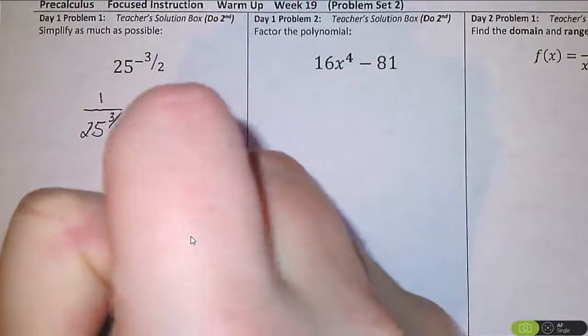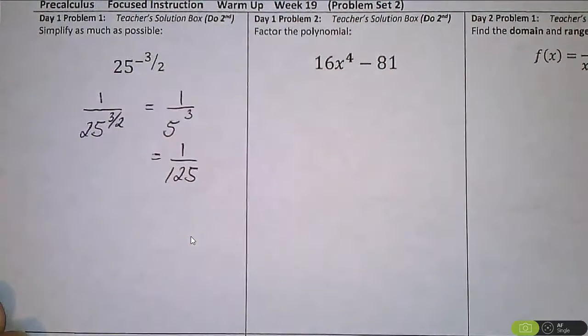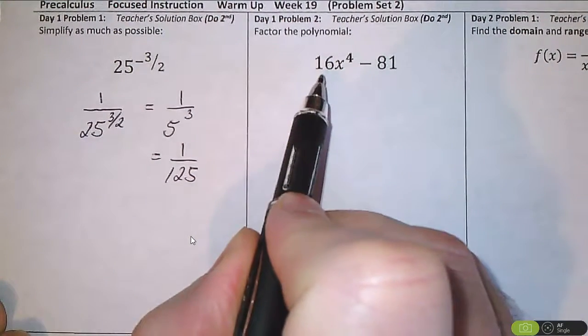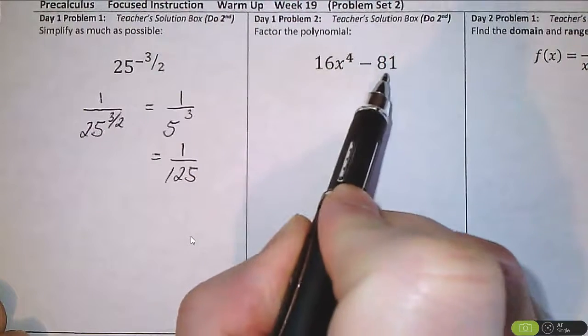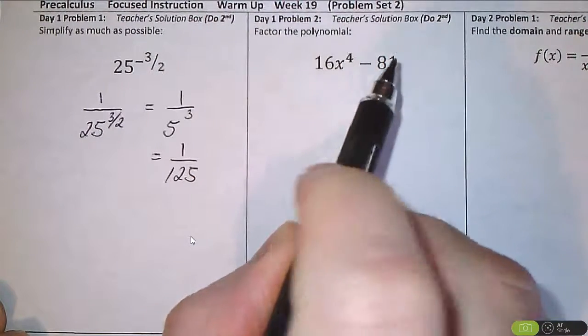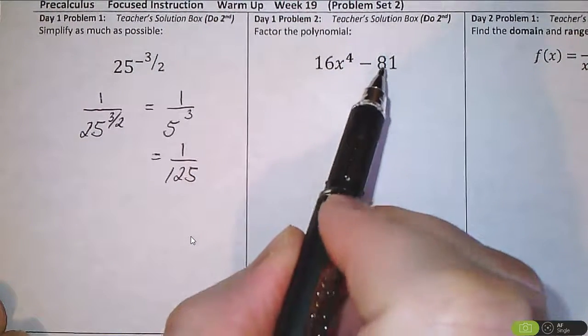So 1 over 125. Now, day one, problem two, factor this polynomial. First thing I'm going to look for is a greatest common factor. Is there any number other than 1 that divides into 16 and 81? There's not. Next, I'm going to look for a special pattern.